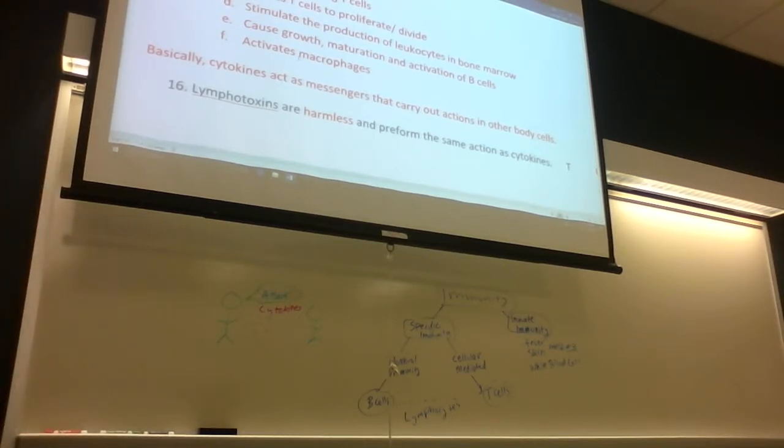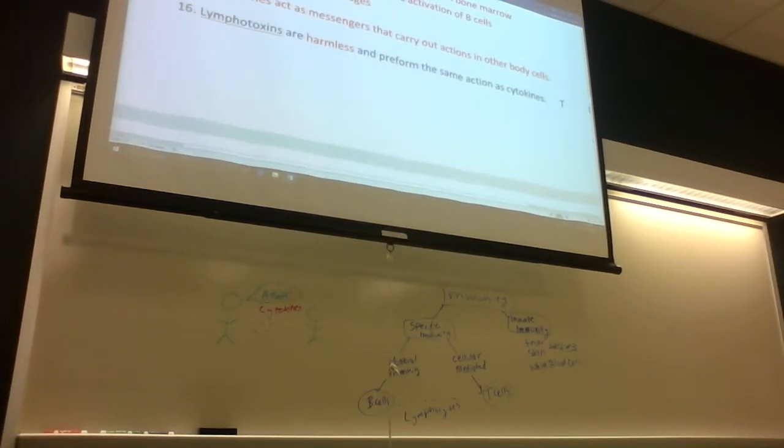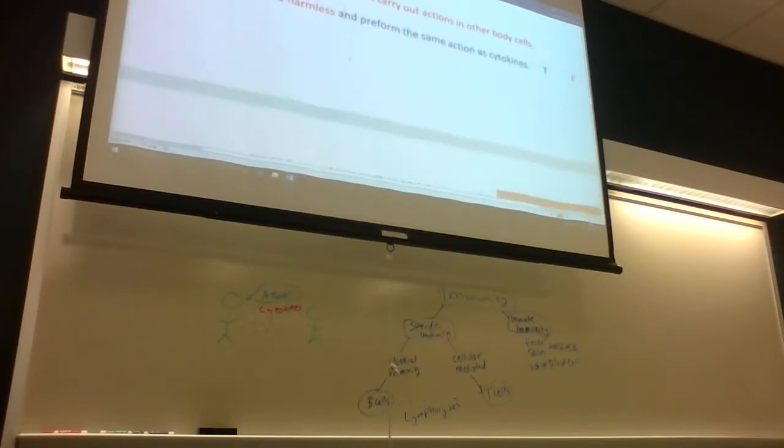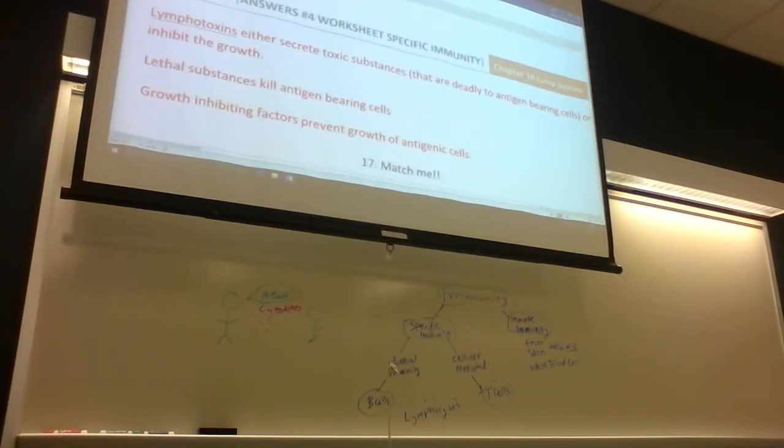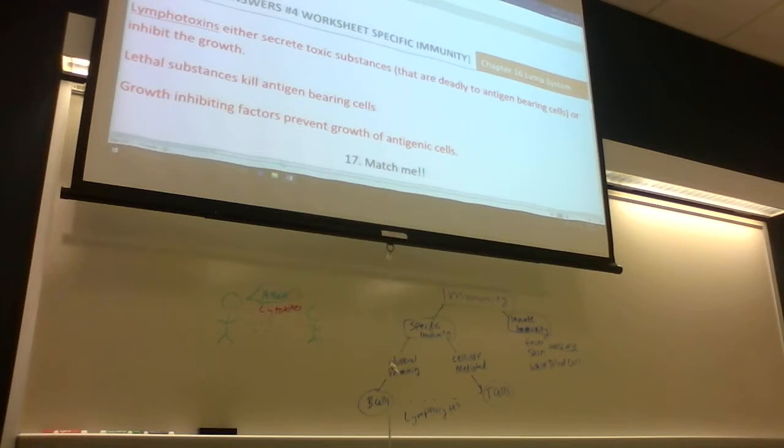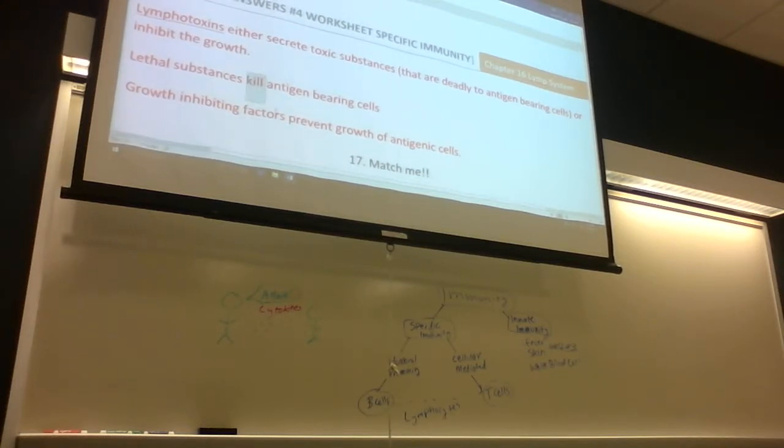Next we have lymphotoxins, and the statement says lymphotoxins are harmless and perform the same action as cytokines. This is false. Lymphotoxins are very harmful. They cause a lot of harm. They're toxic by all means. So if you change harmless to harmful, then you're good. Lymphotoxins secrete toxic substances, basically to kill, and also to stop growth, so they inhibit growth factors.